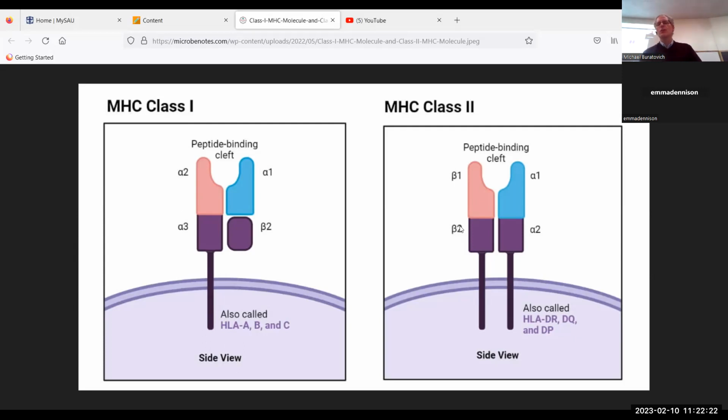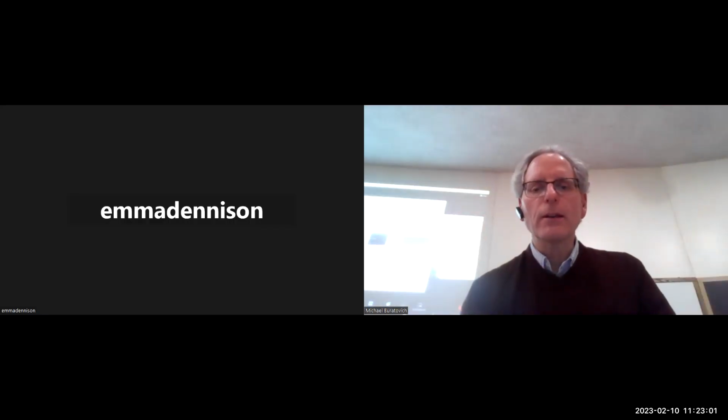Now, the class 2s, remember, with class 2s, you have cells that phagocytize foreign material. That foreign material goes to a phagosome, which fuses with a lysosome. And these class 2 proteins are in the lysosome. So they will bind anything from the lysosome. And then this gets separated from the lysosome and then gets trafficked to the cell membrane. So the difference between these two when they're at the cell membrane is this. Let's go back to our slides.